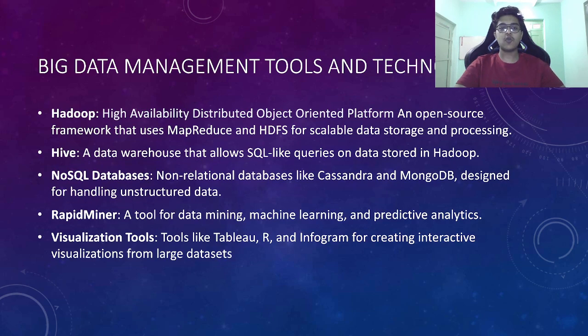This is an open source framework that uses MapReduce and HDFS for scalable data storage and processing. Next one is Hive, a data warehouse that allows SQL-like queries on data stored in Hadoop itself. Next one is NoSQL databases, non-relational databases like Cassandra and MongoDB, designed for handling unstructured data. Next one is RapidMiner, a tool for data mining, machine learning, and predictive analytics.